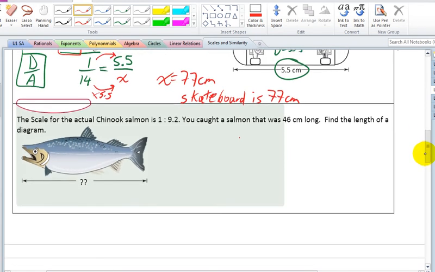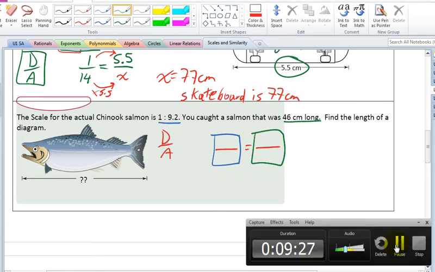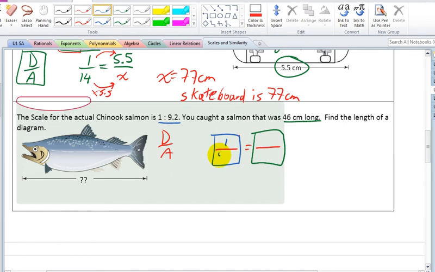Not bad. Okay. So for the next one, you're going to set up two fractions again. Remember, it's diagram over actual. Use the scale to set up one fraction, and use this number to set up the other fraction. Go for it. Okay, so we're looking at 1 and 9.2. Here, you caught a salmon. That means that 46 centimeters is the actual number, so it goes in the bottom of your fraction. You want to find the length of the diagram, so x goes on the top this time.